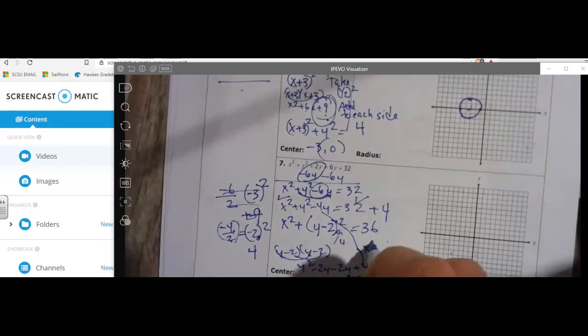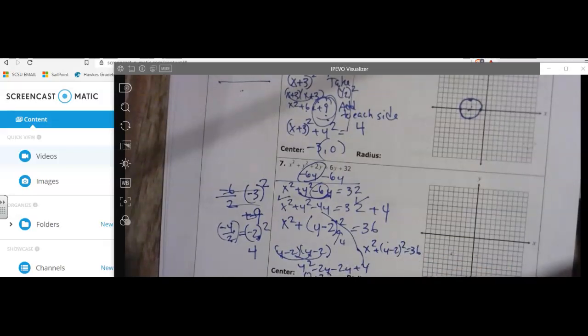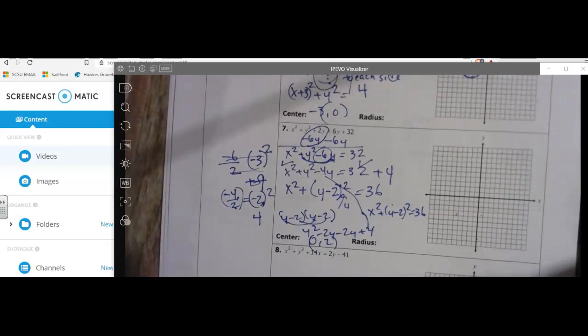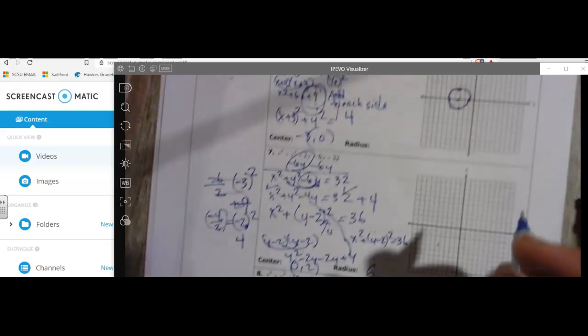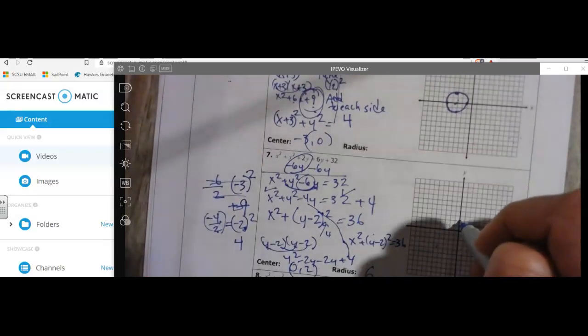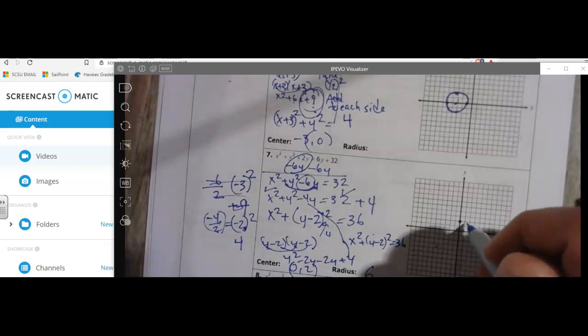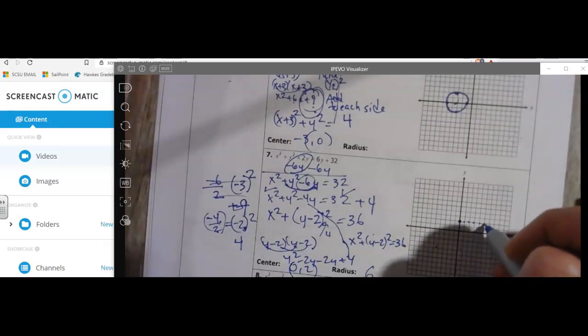So what do you have? You have x squared plus y minus 2 squared is equal to 36. So that means my center is 0, 2, so therefore my radius is 6. So 0, 2 is right there. My radius is 6. Go over 6. 1, 2, 3, 4, 5, 6.